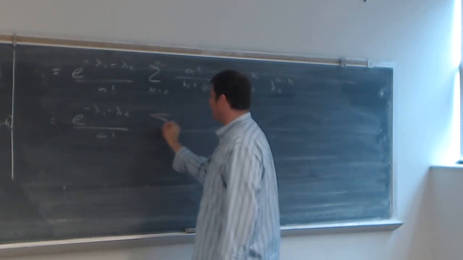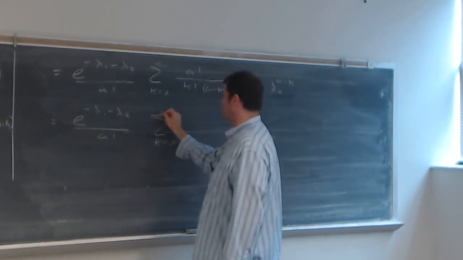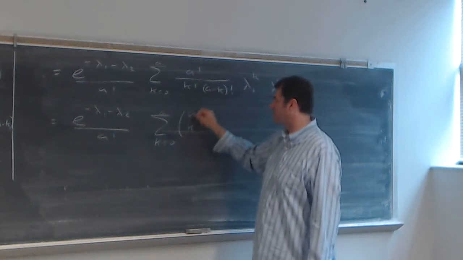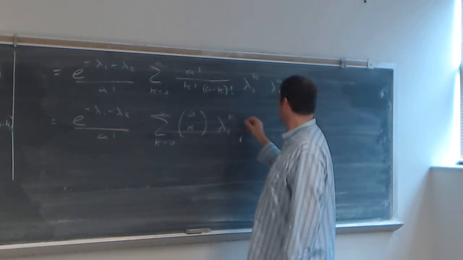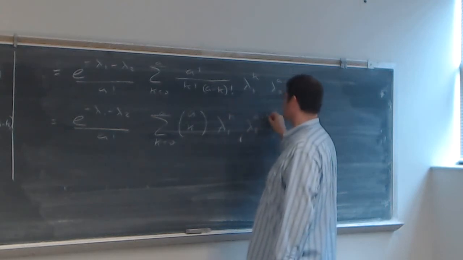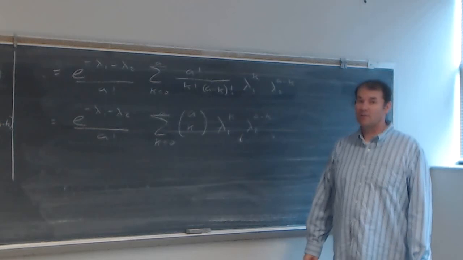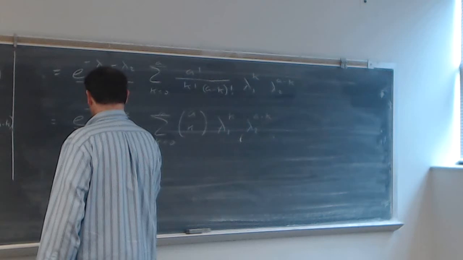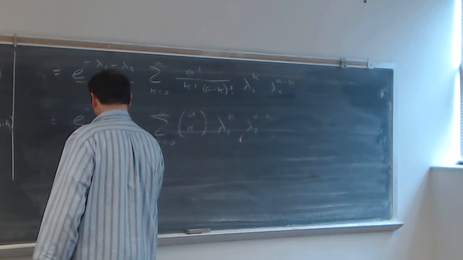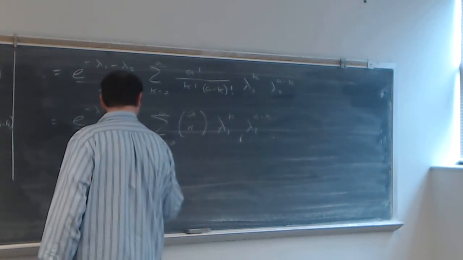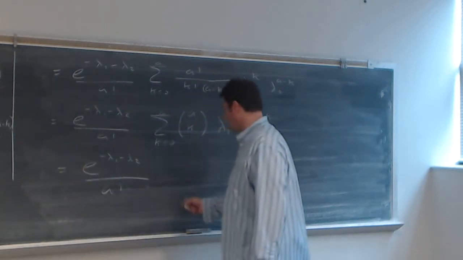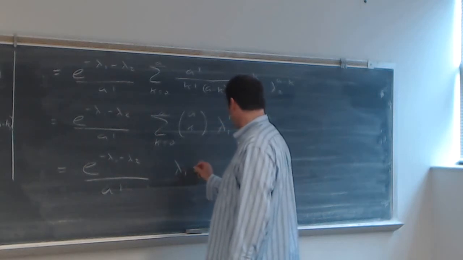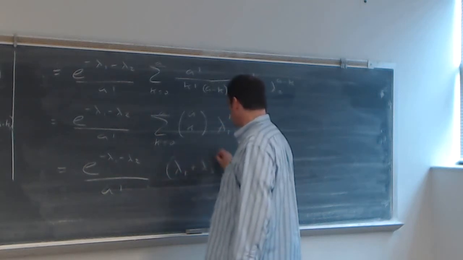And this can be rewritten as the sum as k runs from 0 to a. This is nothing more than a combination. It's a choose k, lambda sub 1 to the k, lambda sub 2 to the a minus k. That's where the binomial theorem comes into play. By the binomial theorem, this is equal to e to the minus lambda 1 minus lambda 2 all over a factorial. And then this, by the binomial theorem, is nothing more than lambda sub 1 plus lambda sub 2 to the a.